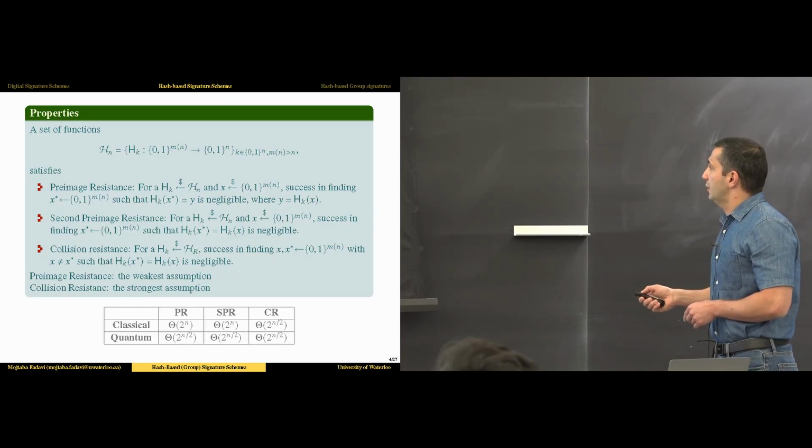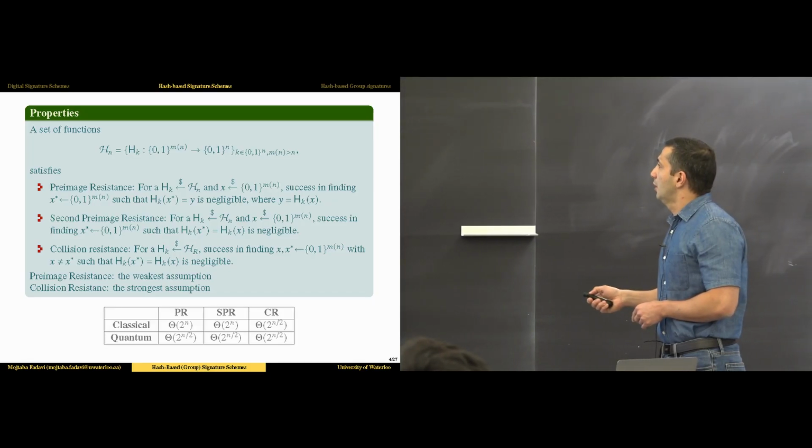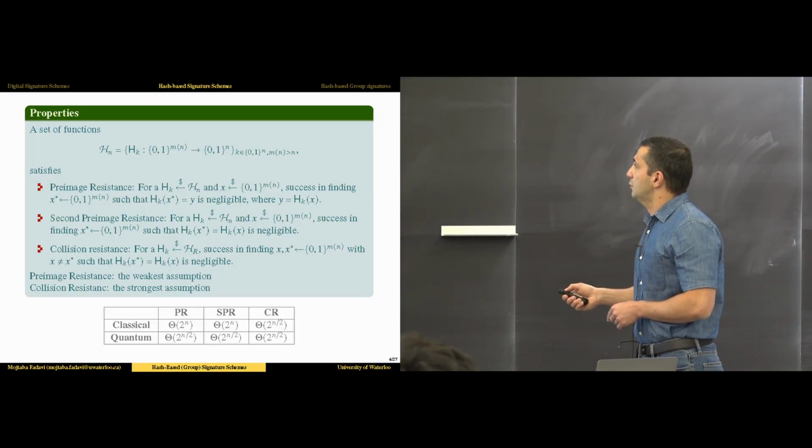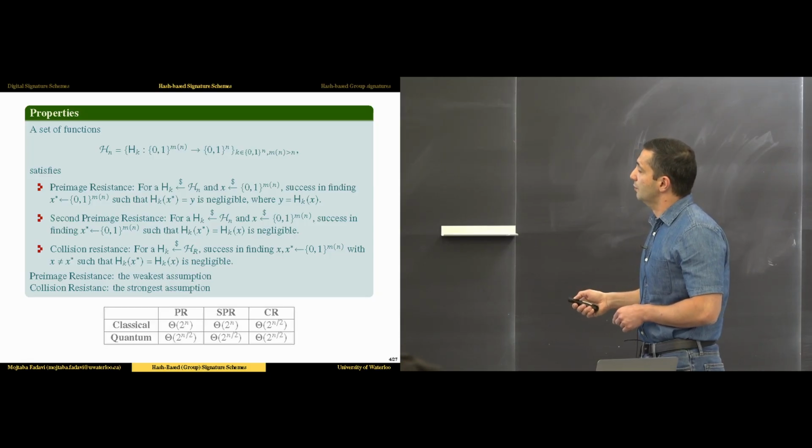The success probability in finding another X in the domain with the same hash value is negligible. Notice that the difference between these two is that in the previous resistance you are given Y, but in the second preimage resistance you are given X. So you can compute H of X yourself.